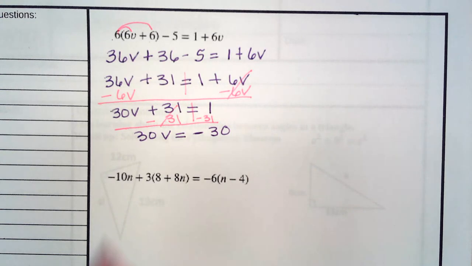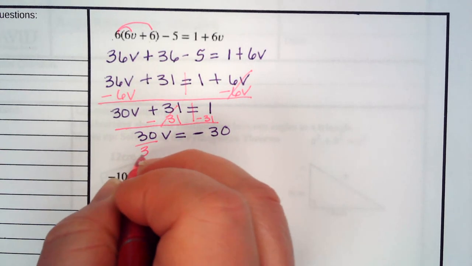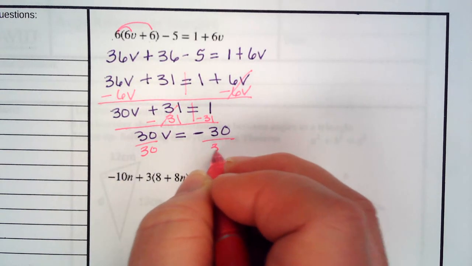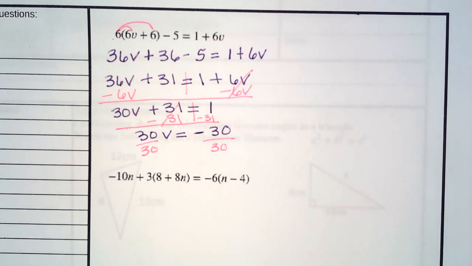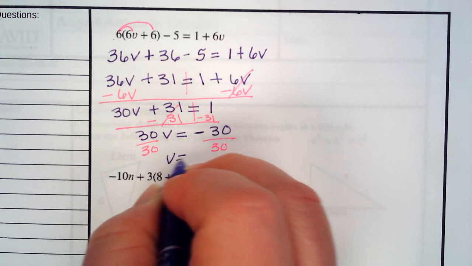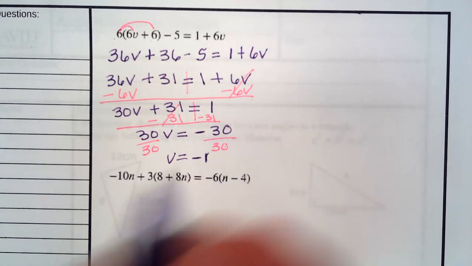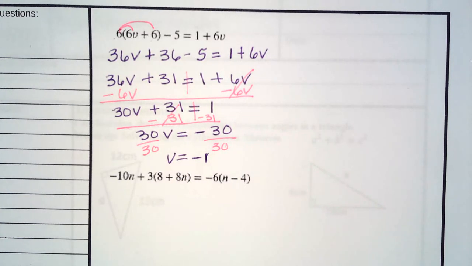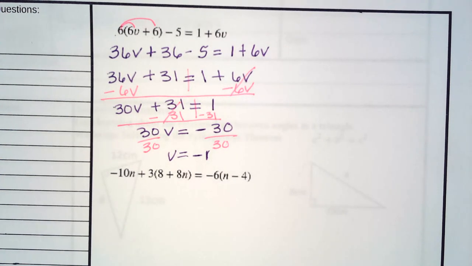Last step. Divide both sides by 30. And v is equal to negative 1. Okay, pause the video and see if you can distribute the next problem correctly.